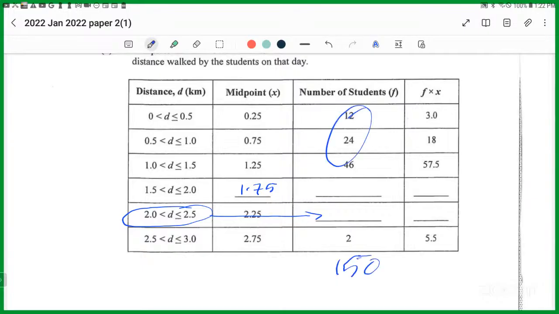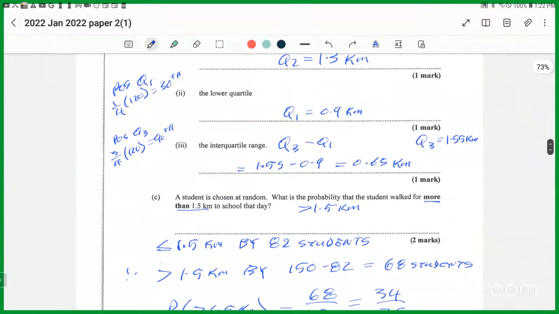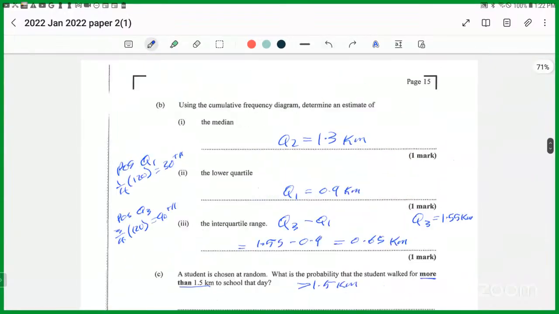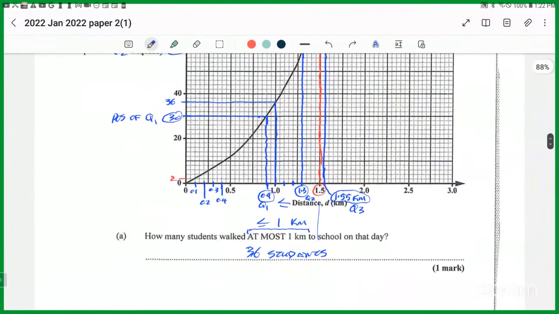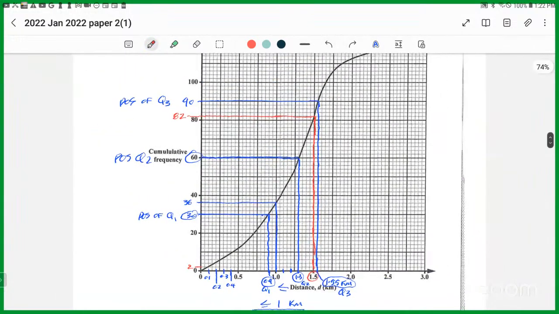Subtract the total from 150, whichever way. You can go on the graph and look between 2 and 2.5, how many students. But we know 1.5 already, so it makes sense to work with the 1.5 and the 2 that we already know. Because 1.5 a while ago corresponded to 82 students. So we need to know what 2 corresponds to. And the difference is in the interval.